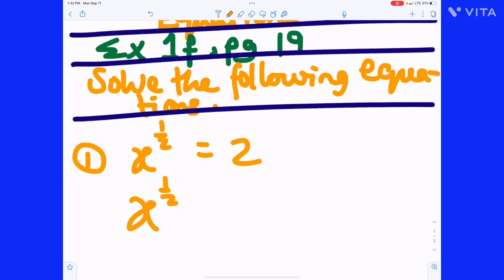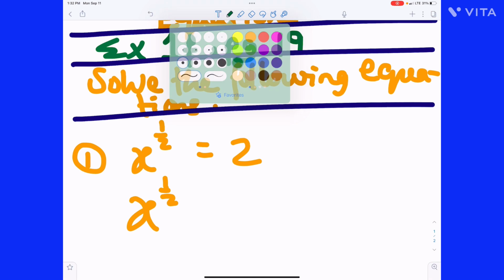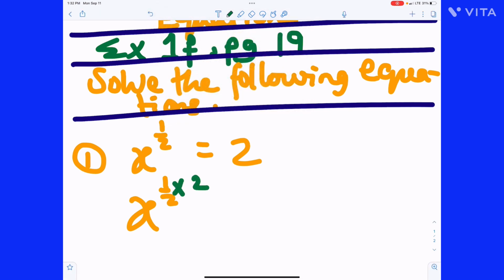X raised to power half. What we do here is we are looking for x, so we remove the half from x. How do we remove the half? Multiplied by 2 is equal to 2 raised to power 2. We also multiply this by 2. 2 raised to power 2 is the same thing as 2 raised to power 1. So we multiply 1 also by 2.